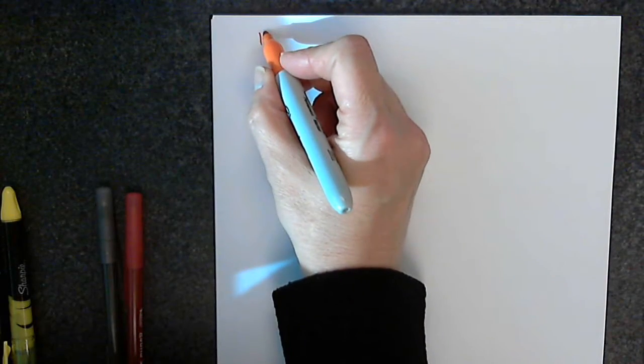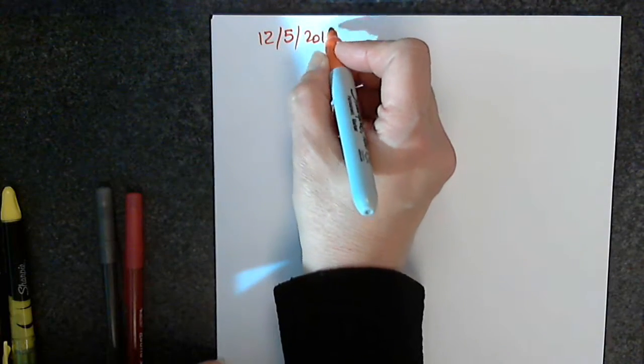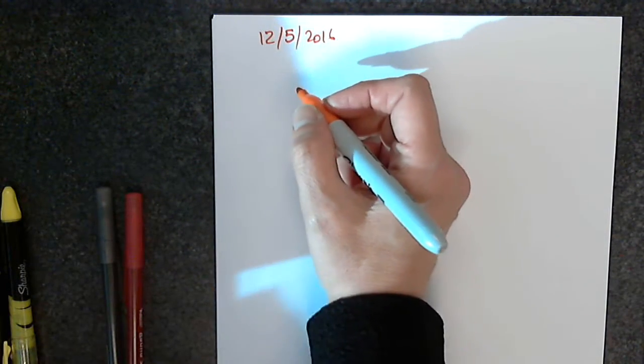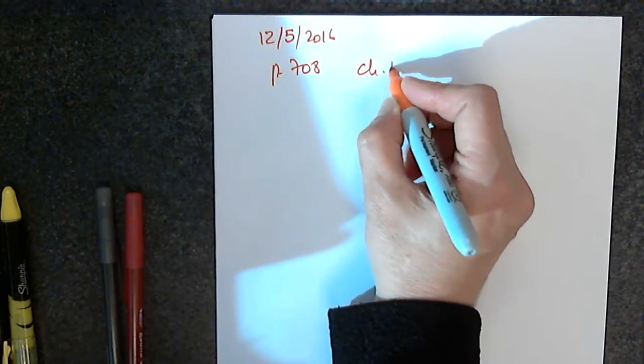Okay, I'm on page 708. We are reviewing chapter 11. And today is the 5th. It's the 5th, right? Yeah. Okay, so page 708, and this is chapter 11.